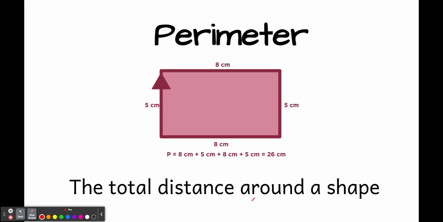Perimeter is the total distance around a shape. So if we see this thick maroon line, the distance around the shape is going to be the perimeter.